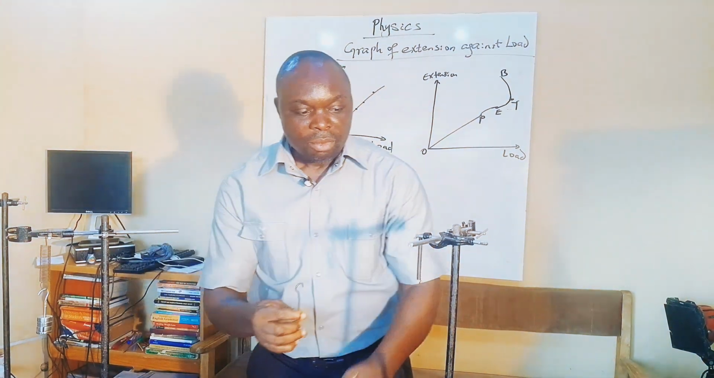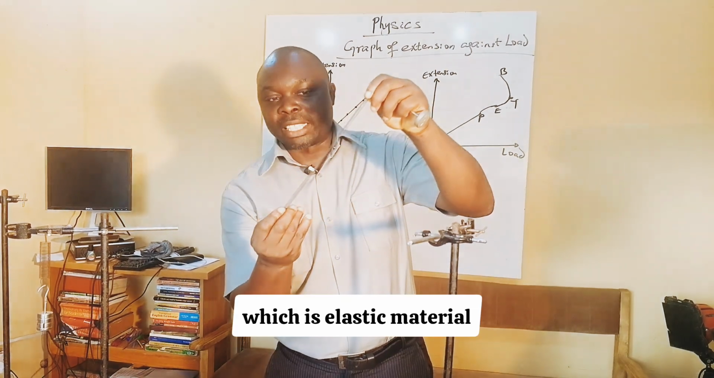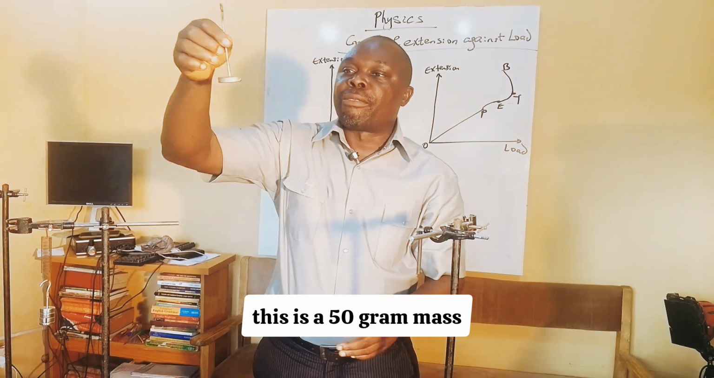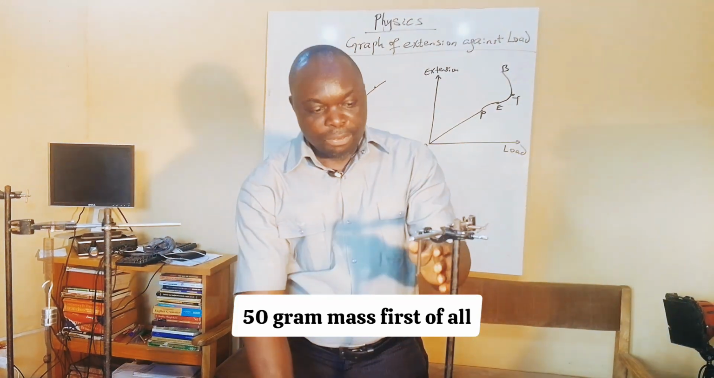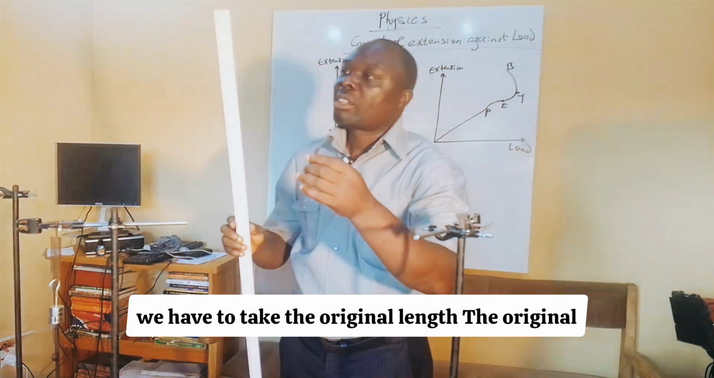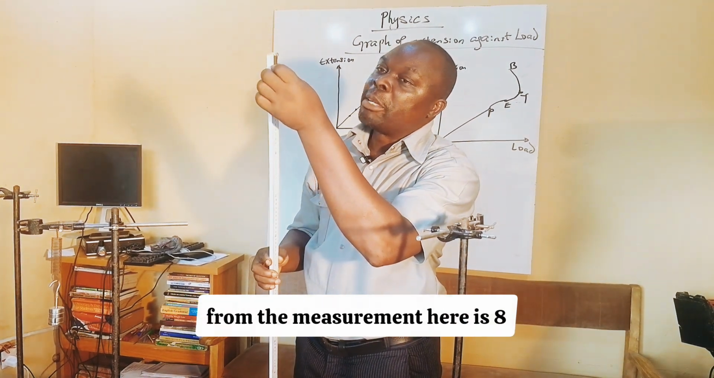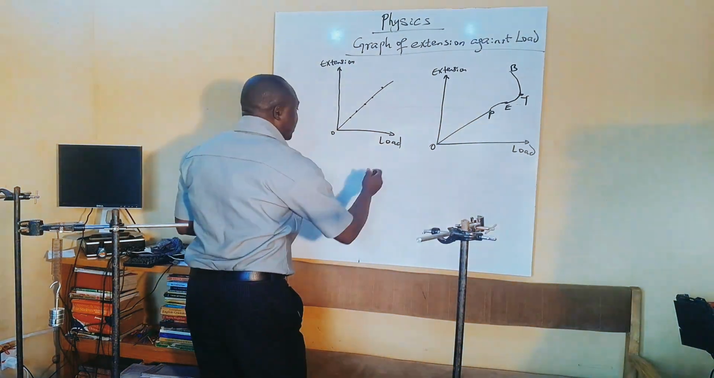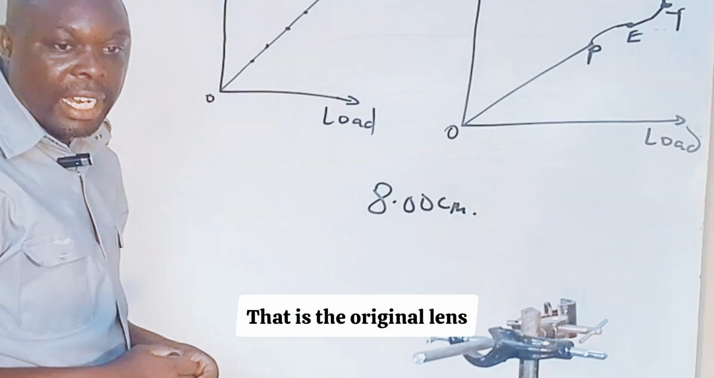See it now. This is the spiral spring, which is an elastic material. Let's place it here and then apply a 50-gram mass. First of all, we have to take the original length. The original length of this, from the measurement here, is 8 cm. That is the original length.